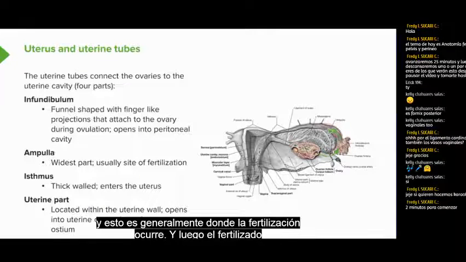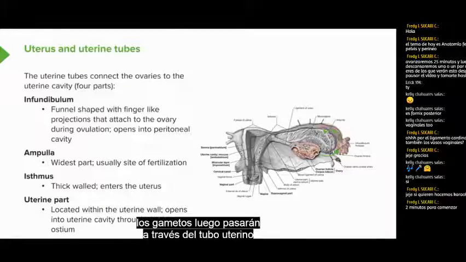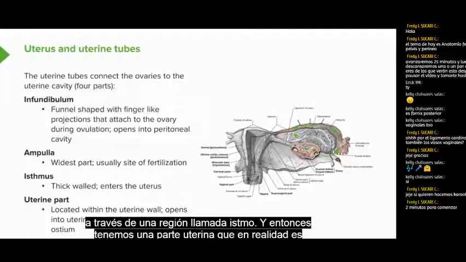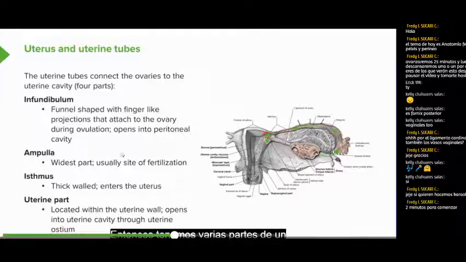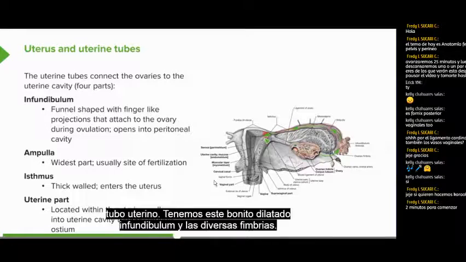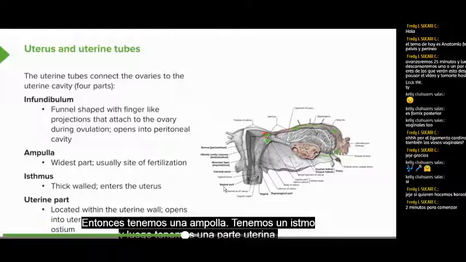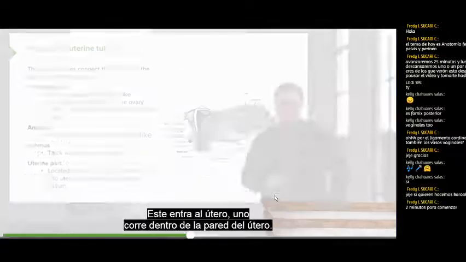And then the fertilized gametes then will pass down through the uterine tube through a region called the isthmus, and then we have a uterine part that is actually a part of the uterine tube that's embedded within the uterus itself. So we have various parts of our uterine tube. We have this nice dilated infundibulum and the various fimbriae. We then have an ampulla, we have an isthmus, and then we have a uterine part.